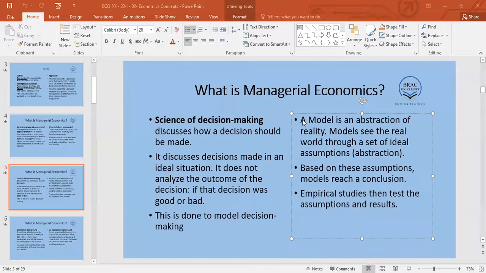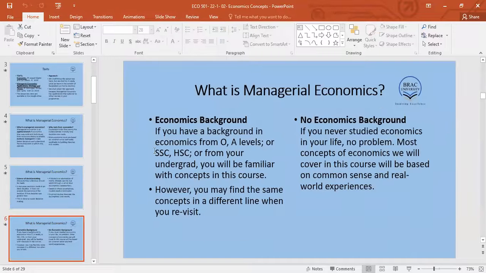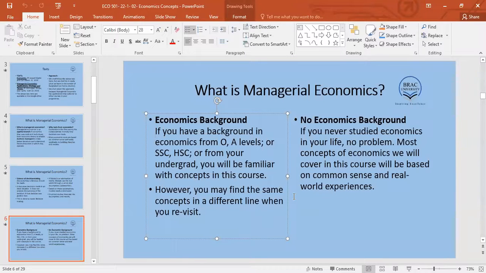Okay. So a model is basically an abstraction of reality. It's not the reality itself, but when we present it, then we can say that, yes, this is what happens in reality. And all models are based on some kind of assumption. Why? Those assumptions explain the environment under which we are going to make a decision to reach a conclusion. After that, based on that conclusion, we might want to see empirically whether that model is good or bad.